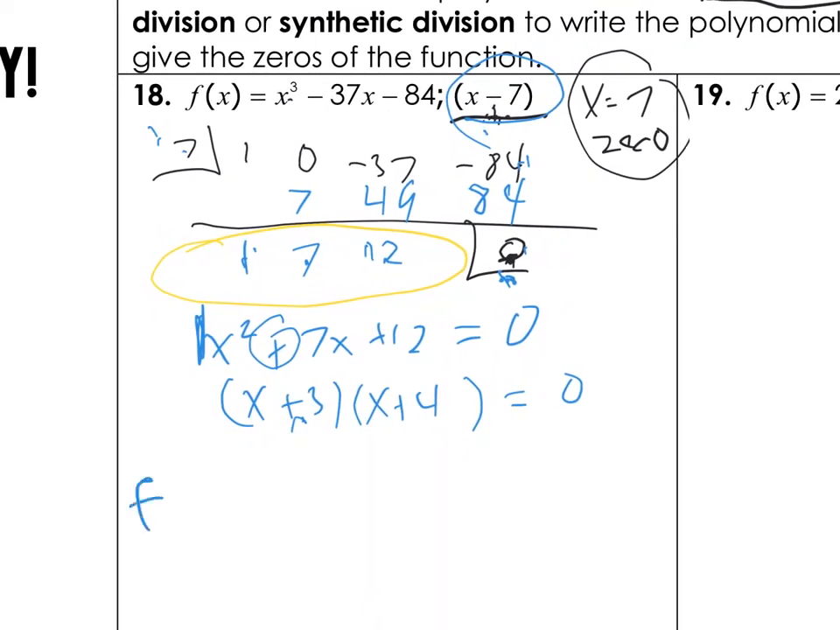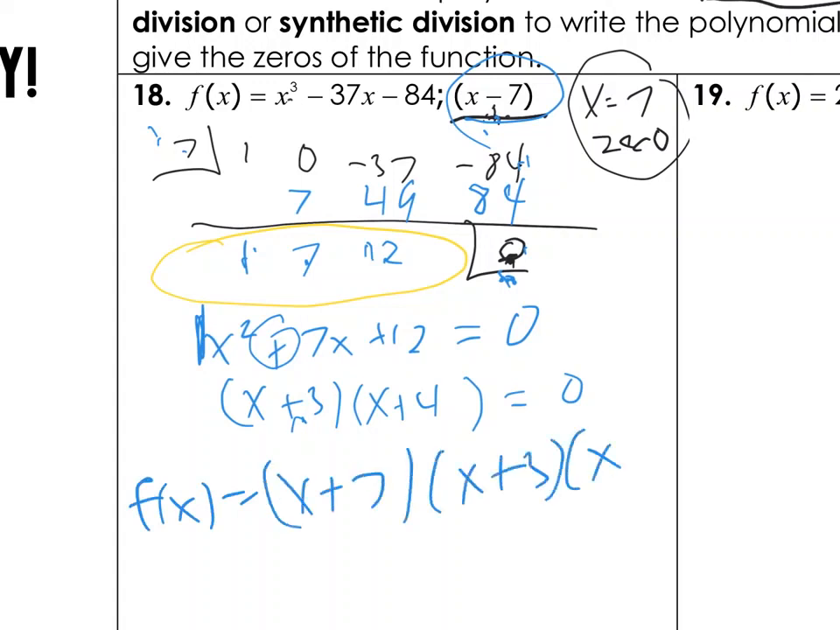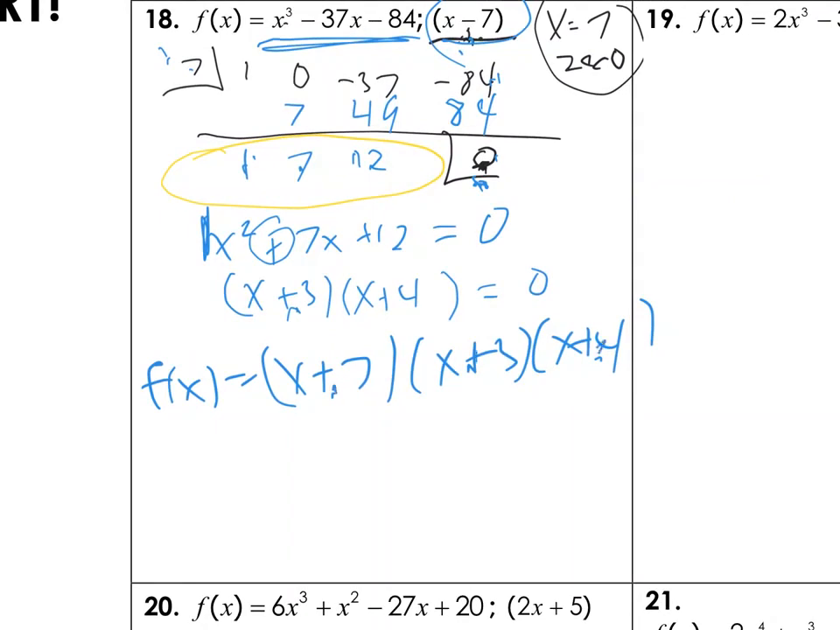So he said find the zeros. My f of x that I started with is the x plus 7, the x plus 3, the x plus 4. They all multiply together to get back to the original problem. So now that I have all three factors, which is possible with a cubic, you tell me what my zeros are going to be. It's a minus 7. So what are the zeros? 7, negative 3, negative 4.